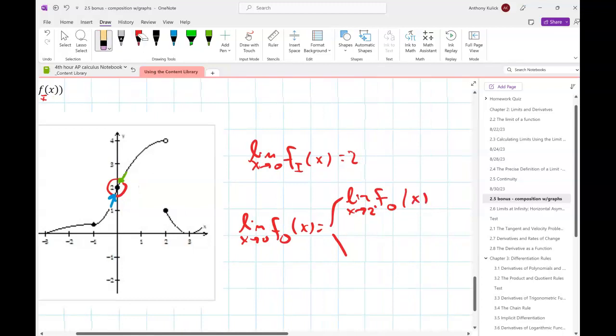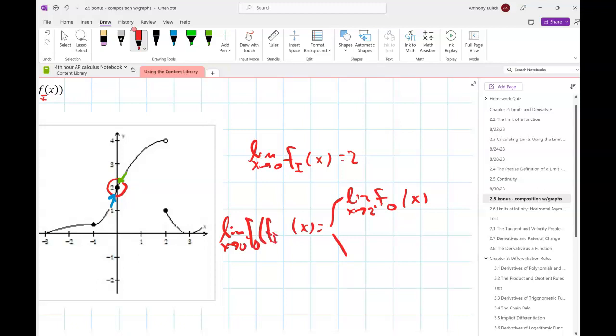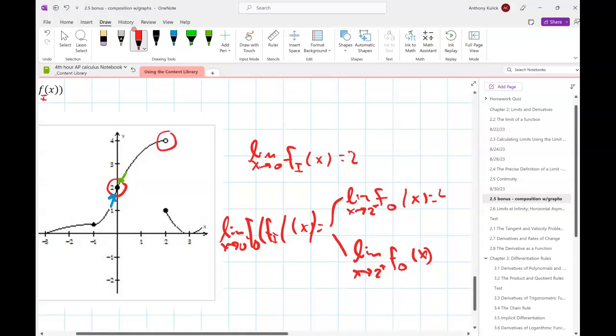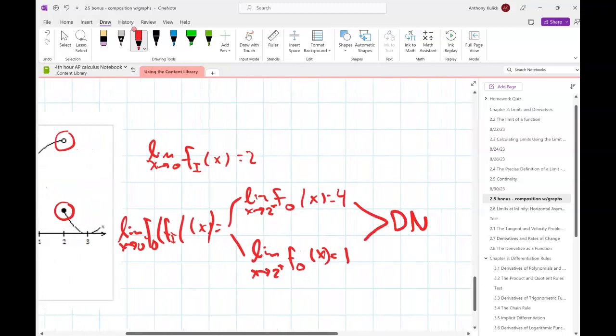Oops, I should say, and then I have to do the limit as x approaches 2 from above. Now when I do that, what do I get when I approach 2 from the left? I get 4. And when I do it from the right, I get 1. What can I say here? Because those two, left-hand limit and right-hand limit, disagree.